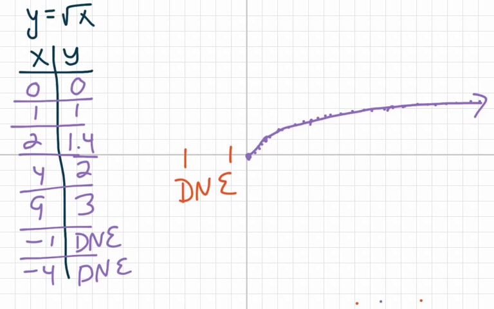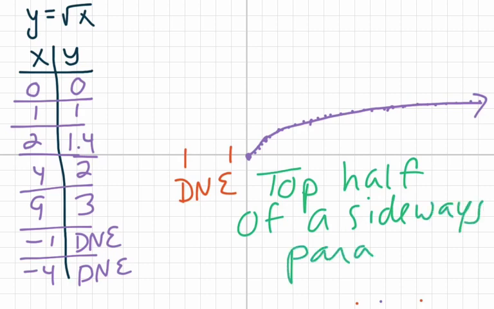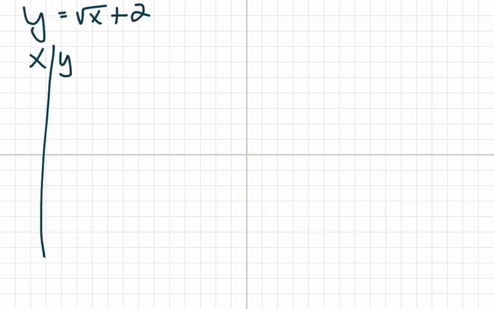Now, that graph there, if you're wondering what on earth that is and how it is connected to the parabola, it is actually the top half of a sideways parabola. And so we know a quadratic gives us the graph of a parabola, and a square root function gives us the top half of a sideways parabola. So that's the graph of the parent function. It starts at 0, 0, and it goes up and to the right.